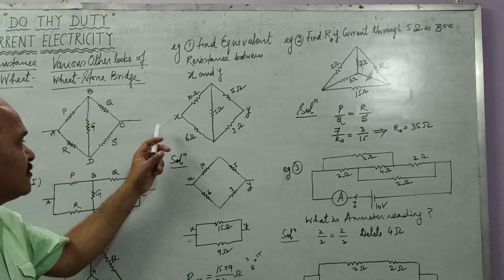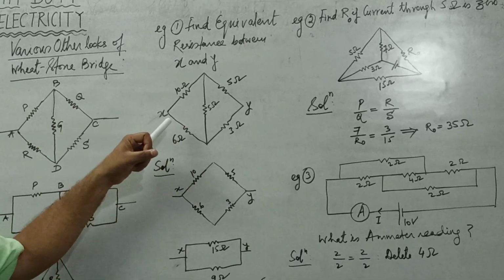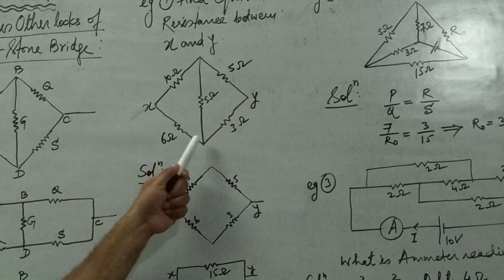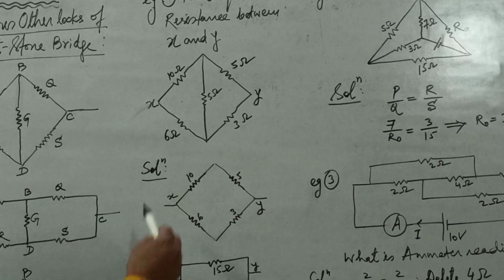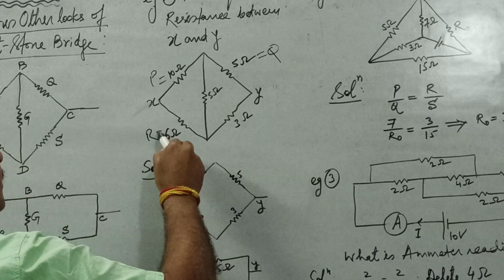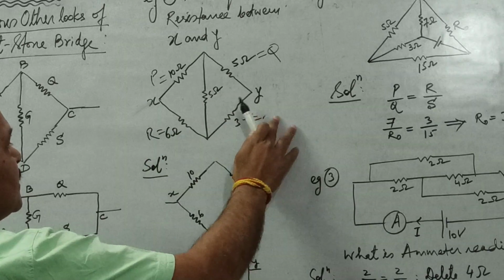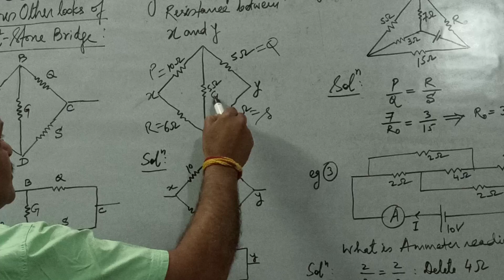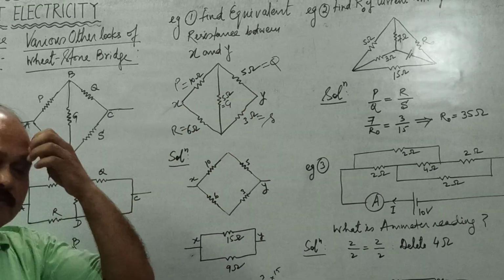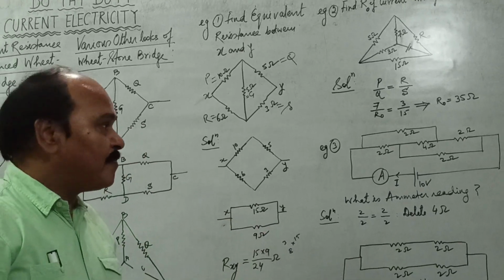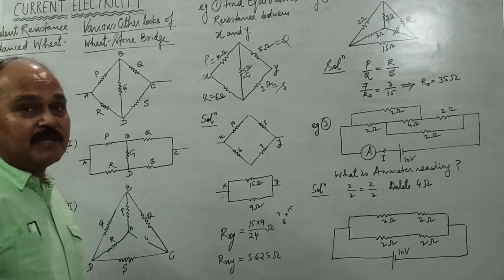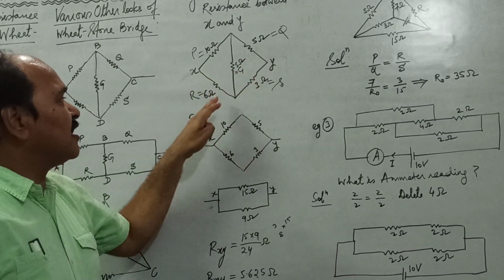So if we look at this arrangement which looks like a Wheatstone bridge, is this a balanced bridge? See, this is resistance P of the Wheatstone bridge, this is resistance Q, this is resistance R, this is resistance S, and this is resistance G. After we have identified the 5 resistances P, Q, R, S and G, now you can see, is P by Q equal to R by S? We have to check it.